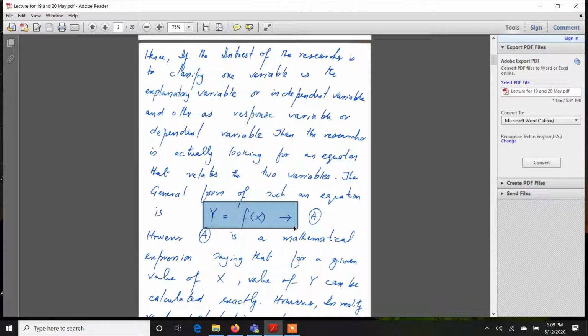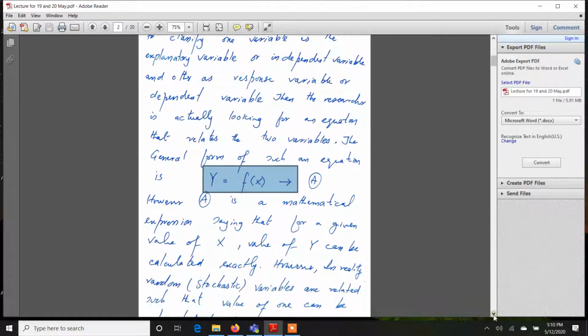So this equation, call it A, is a mathematical expression. Why is it mathematical? Because there's nothing random in it. It's just saying that if you know the value of x, you can exactly calculate the value of y. But you know that in practical scenarios, random variables are not that exactly or 100% predictable. You can estimate the value of one variable based on the other.